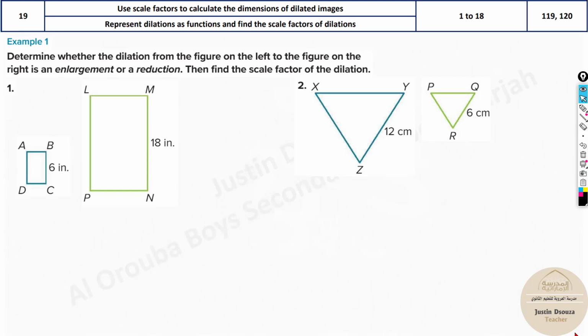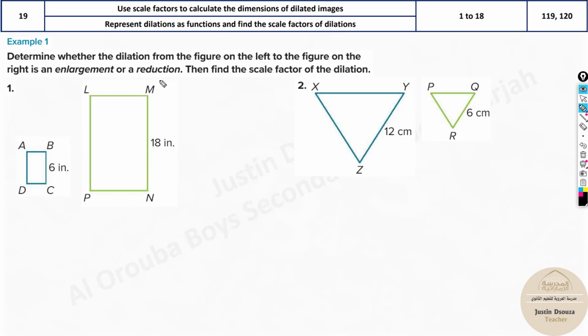The first ones are very easy. We have to just look into the figures. They have told the figure from left to right. See, the dilation is occurring from the left to right. The blue is the original, and the greenish one on the right side is the dilated image. You need to tell whether they are enlargement, reduction, or what's happening exactly. So we need to find the scale factors for this. So how do you find it?